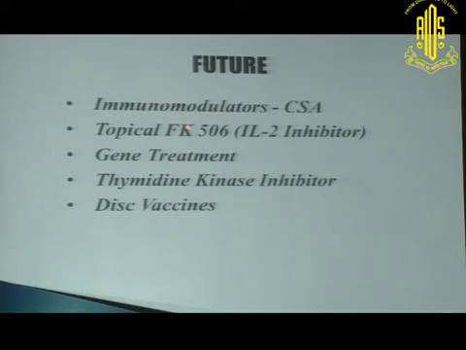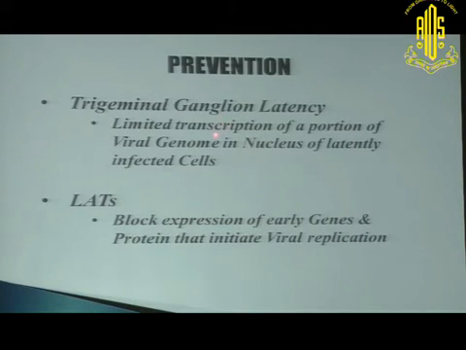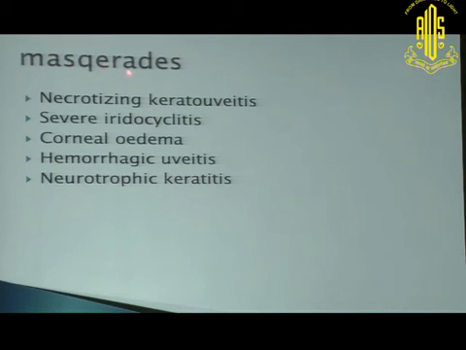The future of viral keratitis lies in treating them with immunomodulators, topical FK506, gene treatment, and vaccines. I have not dealt with HEDS because of the shortage of time, but I've just crystallized that one has to be a little liberal in the use of oral acyclovir. The prevention, now that more research is going into it, is in the evaluation of LATs and trigeminal ganglion latency. There are different entities which masquerade as viral keratitis. It may be a necrotizing keratouveitis, severe iridocyclitis, corneal edema, hemorrhagic uveitis, and neurotrophic keratitis.